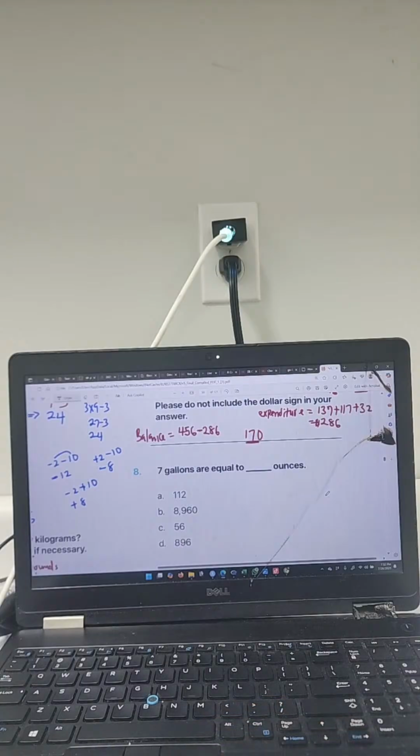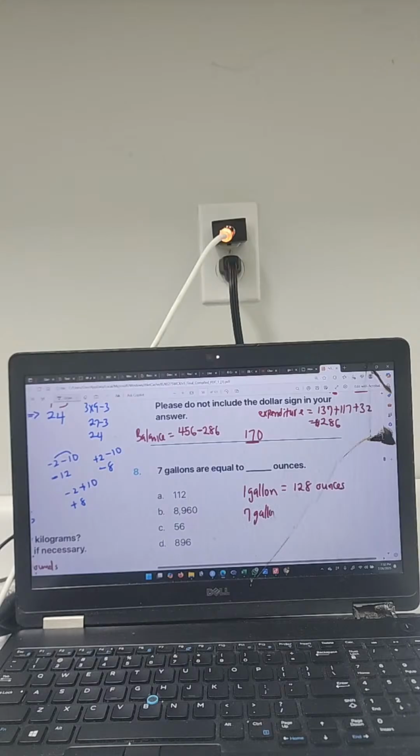7 gallons equal to how many pounds? The first question I'm going to ask is, 1 gallon is equal to how many pounds? 1 gallon is the same thing as 128 pounds. Yes. So now we have 7 gallons.